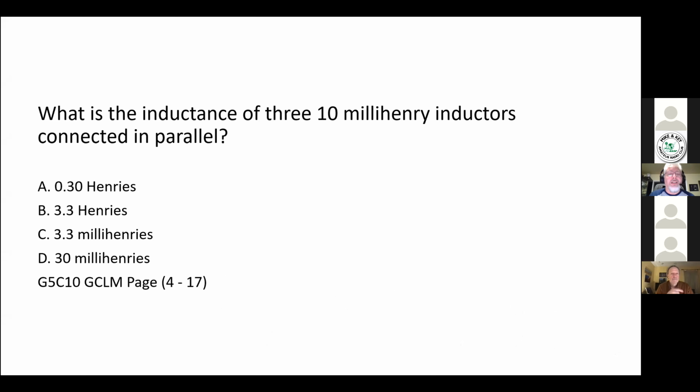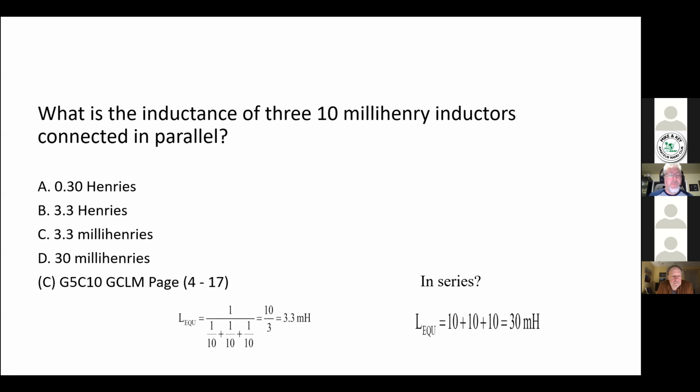What is the inductance of three 10 millihenry inductors connected in parallel? A, 0.30 henries, B, 3.3 henries, C, 3.3 millihenries, or D, 30 millihenries? Charlie is correct. And if they were in series, you would just add them up to 30 millihenries. You treat inductors like resistors.